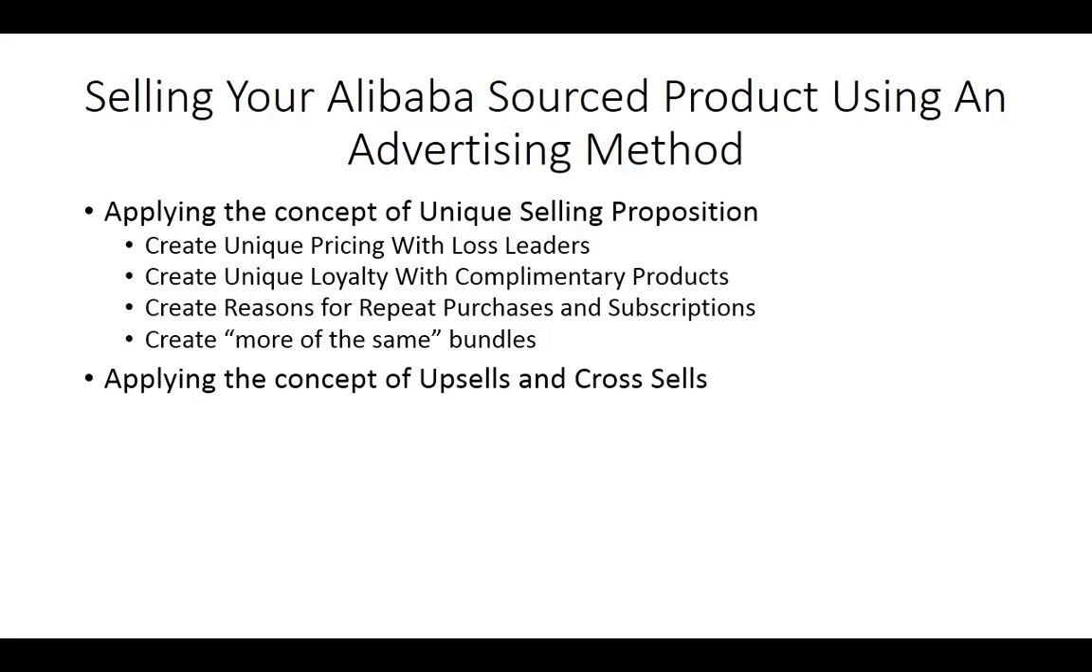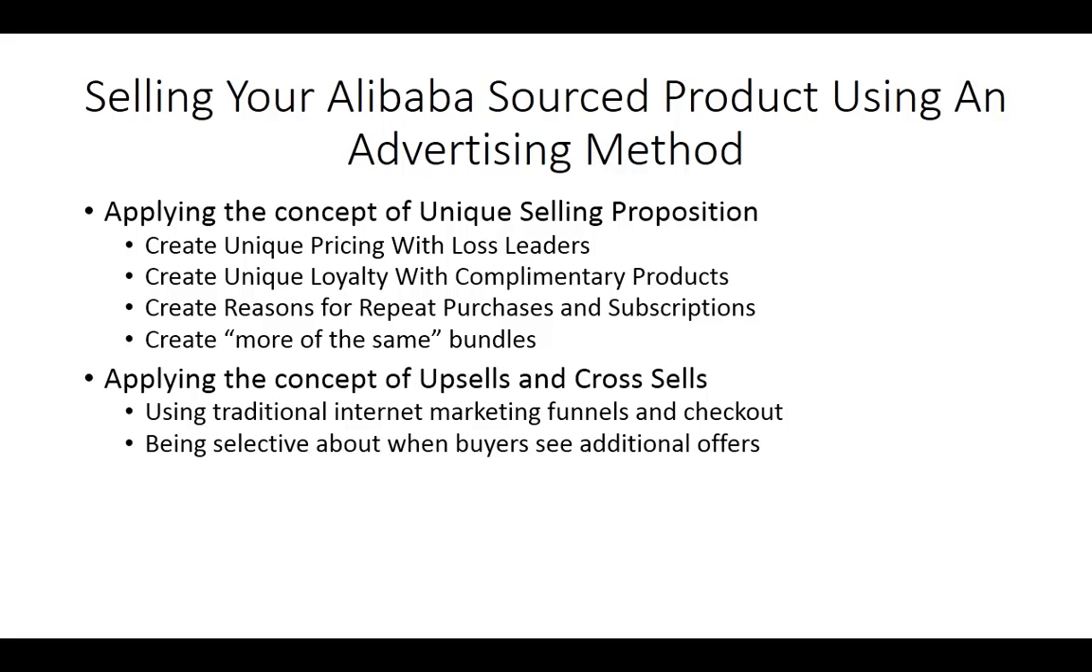Now, how do we apply the concept of upsells and cross-sells? Well, in this case, we're going to be using traditional internet marketing funnels and checkout system. Of course, when we do that, we're going to be selective about when buyers see additional offers. So not only are we going to have the complementary products available, we're going to offer them to the buyer as they go through the checkout system, so that they have already spent money with us and they get the other opportunity to spend even more money with us as they're checking out.